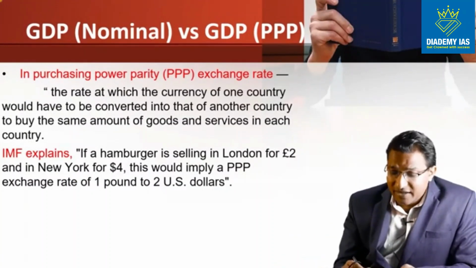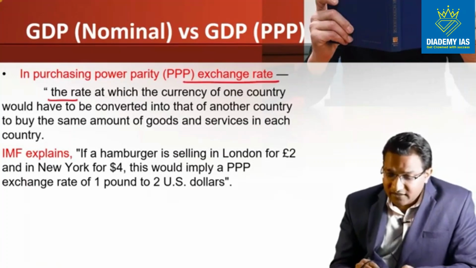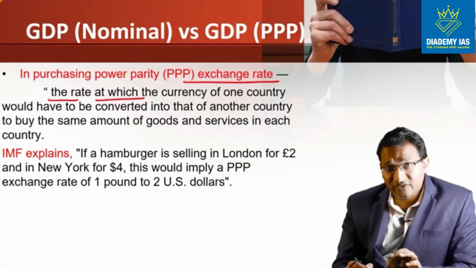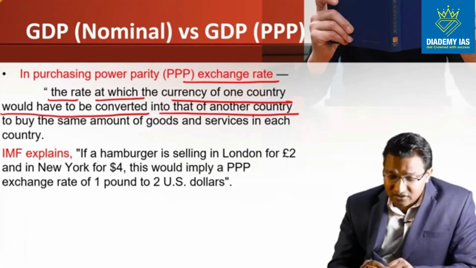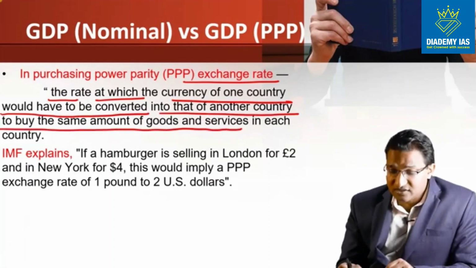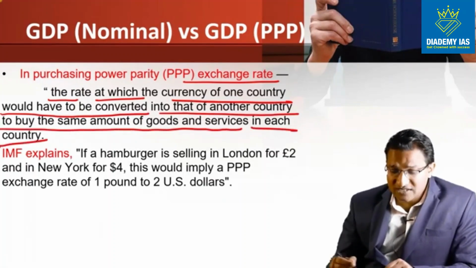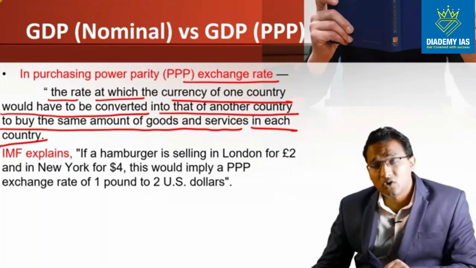In the purchasing power parity exchange rate, what is the definition of this? The rate at which currency of one country would have to be converted into that of another country to buy the same amount of goods and services in each country. So example, we have already given the 1 kilogram wheat example.